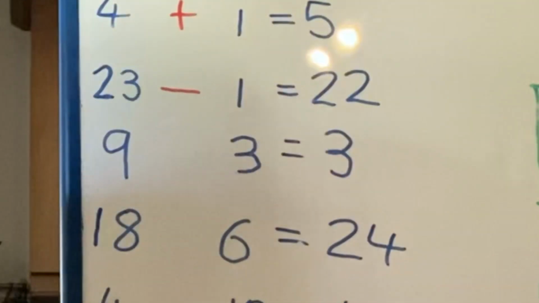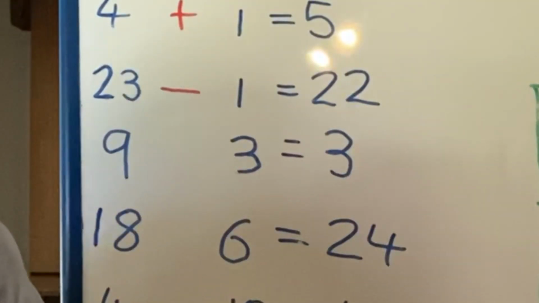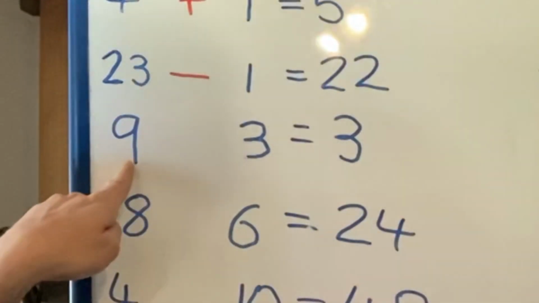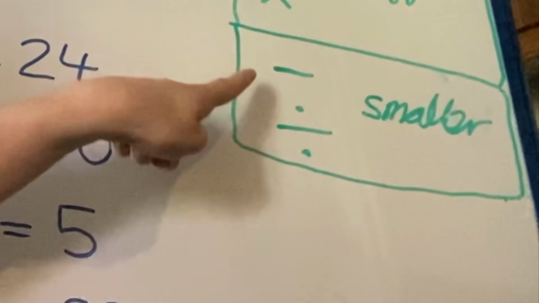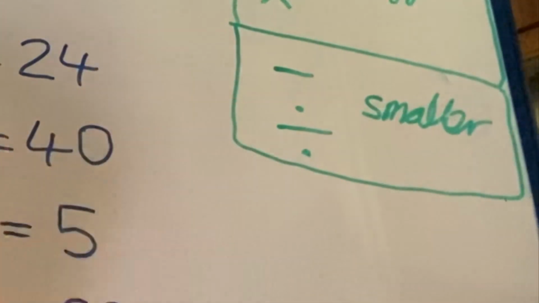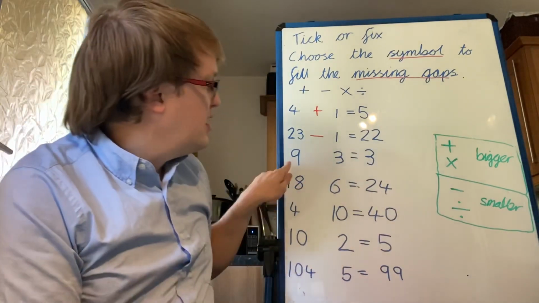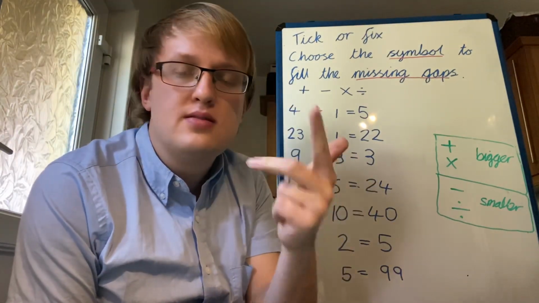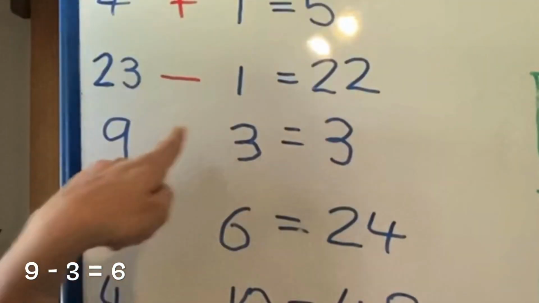So we've got 9, something 3 equals 3. Let's see if the number gets smaller or greater. So I start off with 9 and my answer is 3, which means it must either be subtract or divide. Let's try with subtract first. 9 take away 3, 9 in my head, 8, 7, 6. 9 take away 3 equals 6. So that doesn't match up to this.